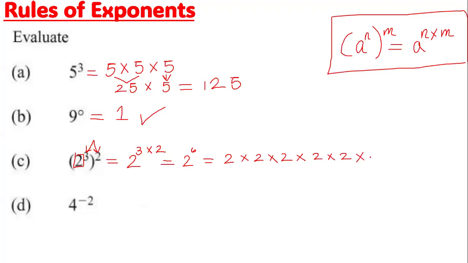Right? And so what is that? 2 times 2 is 4. 2 times 2 is 4. 2 times 2 is 4. 4 times 4 is 16, and then 16 times 4. We've got to do 16 times 4. We haven't done that yet.